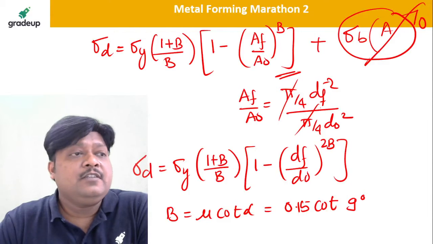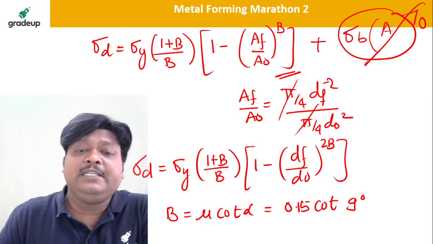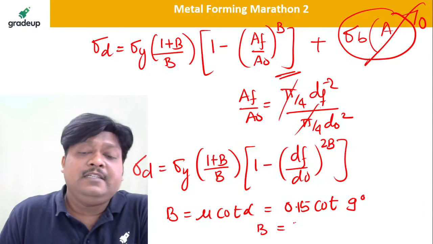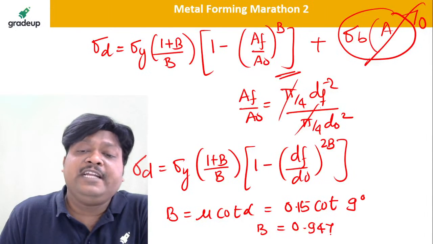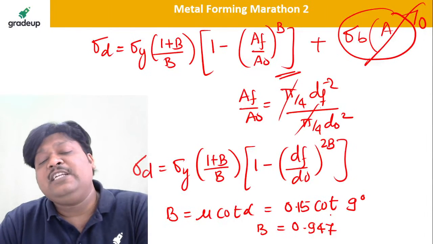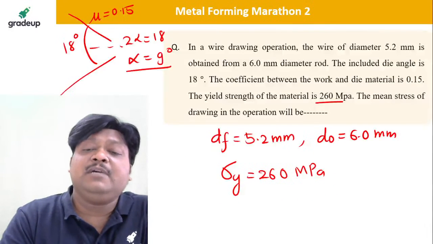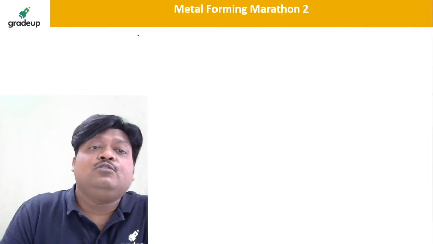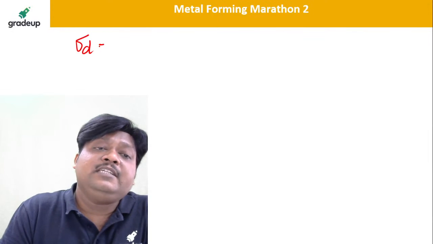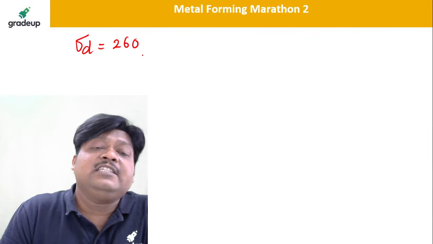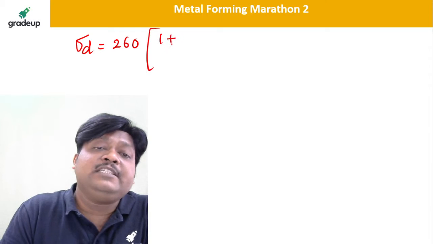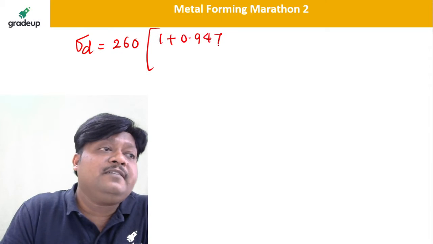So mu cot alpha. So b is how much? 0.947. Now do the calculation. Drawing stress is what? Sigma y is how much? Sigma y is 260. So sigma drawing is equal to 260, which is the sigma y, into bracket 1 plus b, b is how much? 0.947.